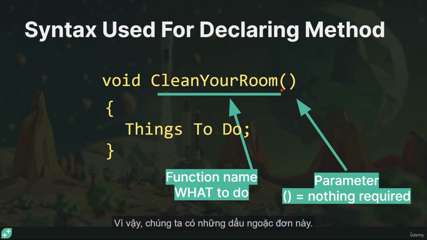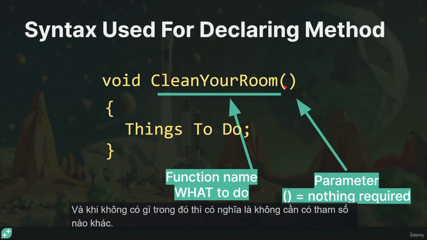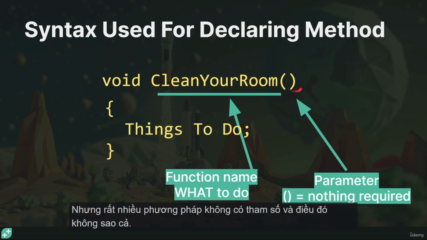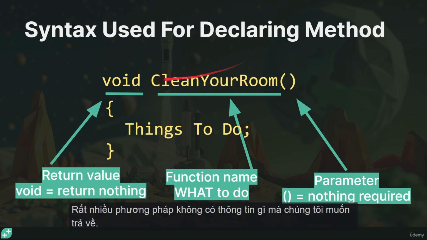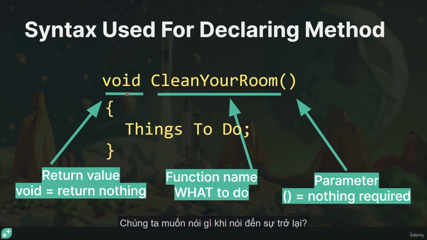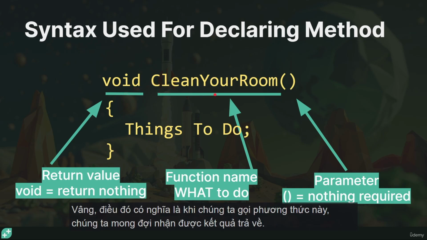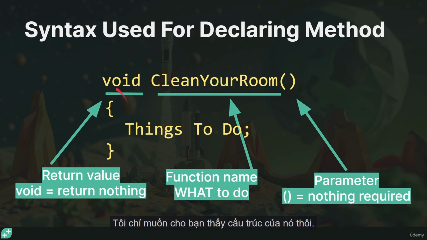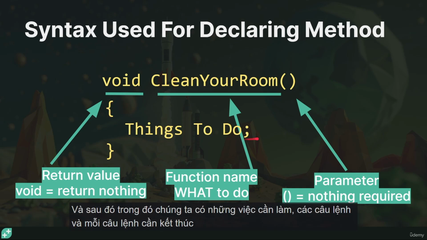So we have these parentheses, and when there's nothing in it, it means that nothing else is required as a parameter. And I'll get into parameters in a moment, but a lot of methods don't have a parameter, and that's fine. A lot of methods don't have anything we're looking to return, so we need this keyword void that says nothing will be returned. What do we mean by return? Well, it means when we call the method, we're expecting to get something back. And I'll explain that in my real world method in a moment. I just wanted to show you the structure for this. We need a return. If there is none, it's void. We name it. We have the curly braces. Then within that, we have the things to do, the statements, and each statement needs to end with a semicolon.